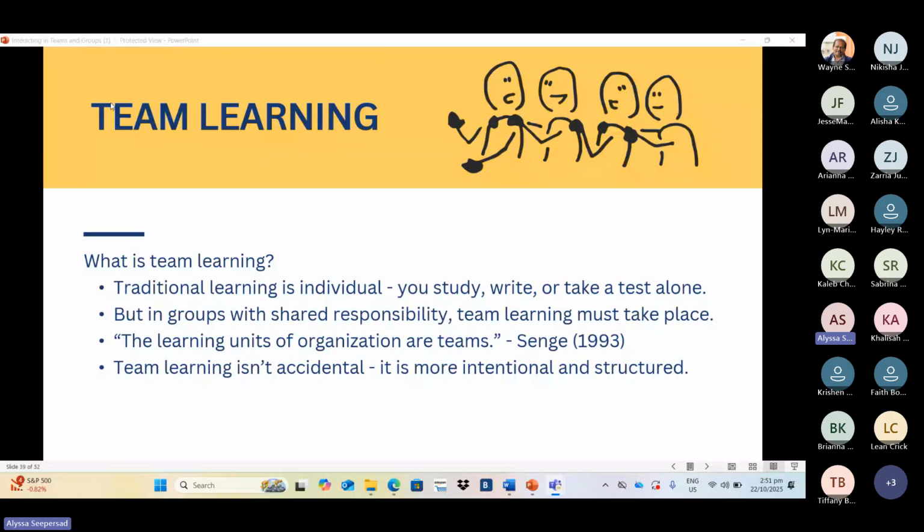So, normally in school, we usually focus on individual learning, where you would do your own assignments. Most of the time you study alone and obviously you take a test by yourself. But when a group has shared goals or tasks, learning needs to happen at the team level. As it is said, in organizations, teams, not individuals, are the real learning units. So for a team to truly learn, the process needs to be intentional and not just by chance.